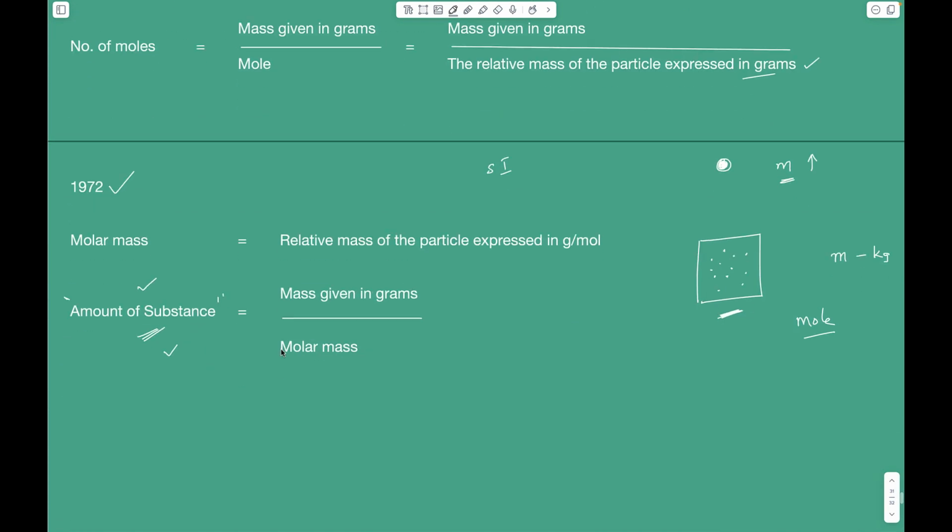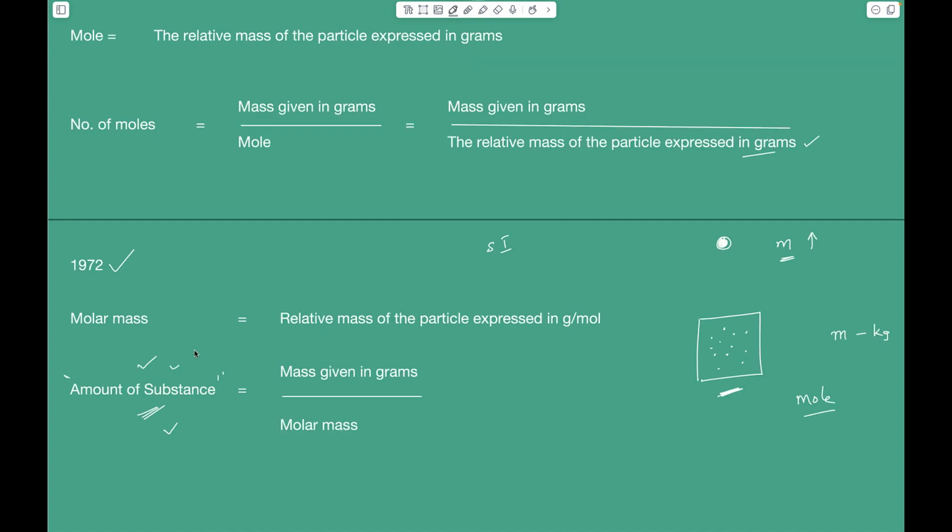But after 72, mole is the unit of the fundamental physical quantity called amount of substance. Its meaning has been changed entirely, and this is very confusing. Now, to make our lives easier, we can compare amount of substance with something that we already know. Amount of substance is nothing but number of moles, loosely speaking. So wherever you see number of moles in your textbook, you can simply replace it with amount of substance without changing its meaning.